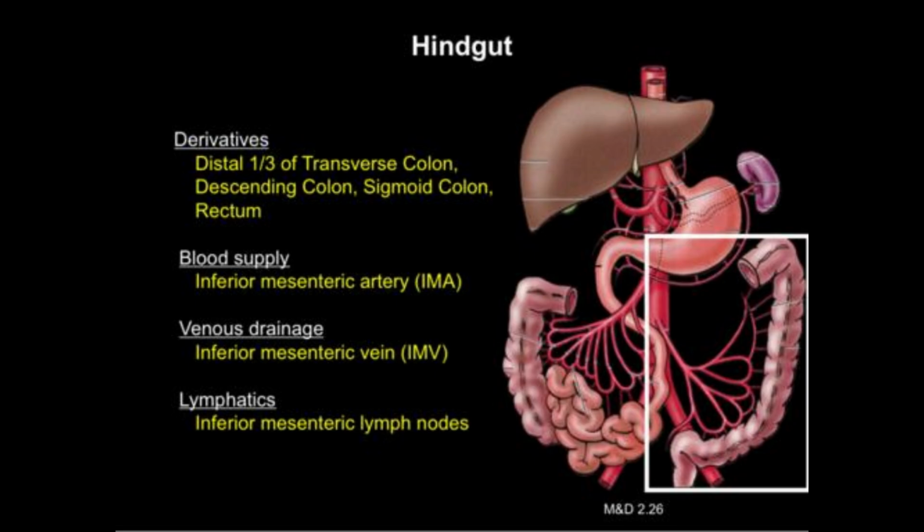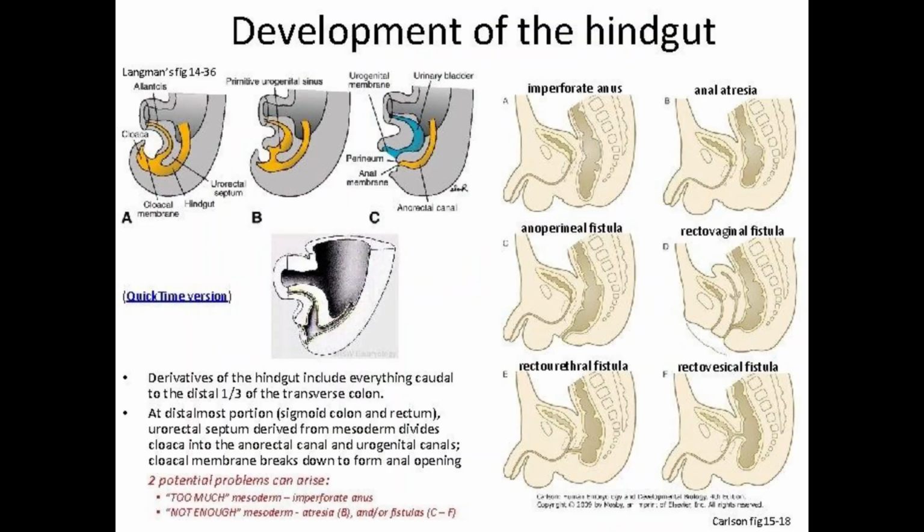We finally arrive at the hindgut territory. To define our boundaries, the hindgut picks up right where the midgut left off. Right. It extends from the distal third of the transverse colon down through the descending colon, the sigmoid colon, the rectum, and it stops at the upper anal canal. And its arterial supply, completing our three-part map, is the inferior mesenteric artery, or IMA. Exactly. And the embryonic hindgut ends in a terminal chamber called the cloaca.